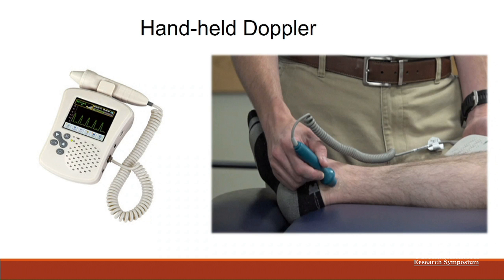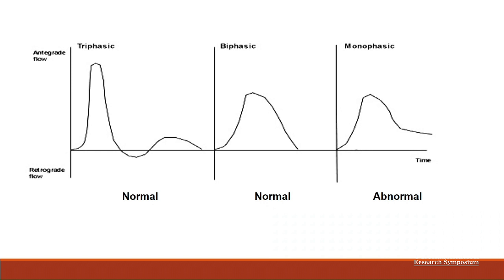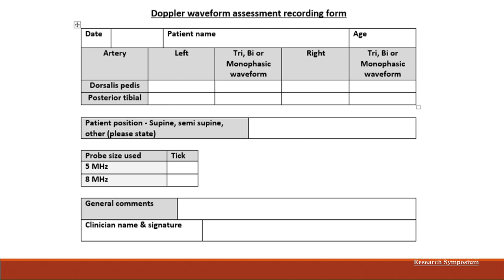And here is the handheld Doppler. As we said previously, there's a probe which provides us with the sounds, and the device screen will provide us with the waveforms. For the waveforms, triphasic and biphasic are considered normal, and monophasic is abnormal. And here is the recording form for the handheld Doppler.